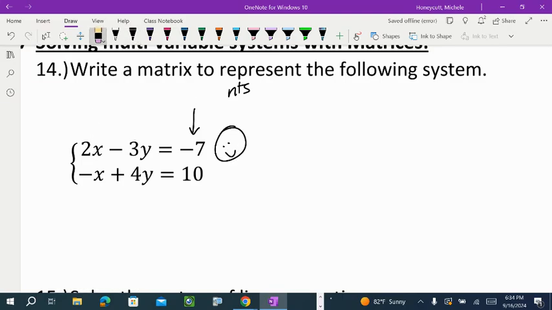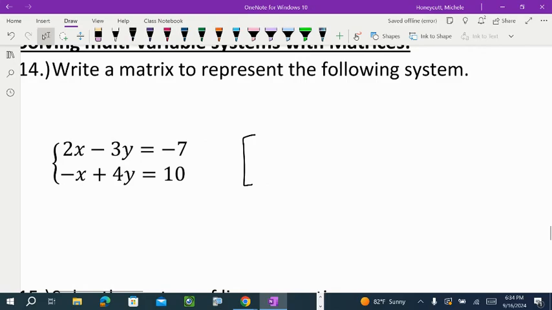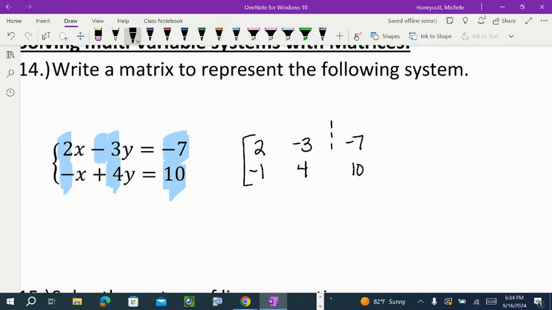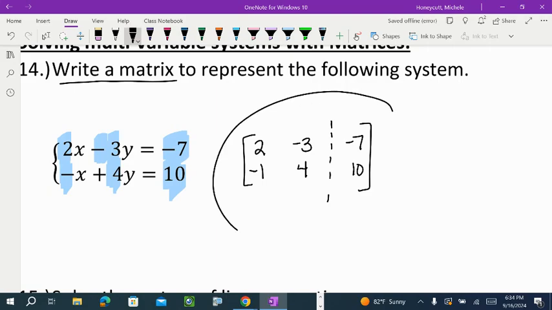Okay, so then all that we have to do to create the augmented matrix is to copy down all of the coefficients and the constants without any variables or plus or equal signs. So my augmented matrix would be 2, -3, and make sure you do include the symbol in front if it's a negative especially. -7, -1, 4, 10, and then we put this dotted line where you would see the equals going. And this just says write the matrix, so you don't have to do anything else with that. Just leave it how it is. There's our answer.